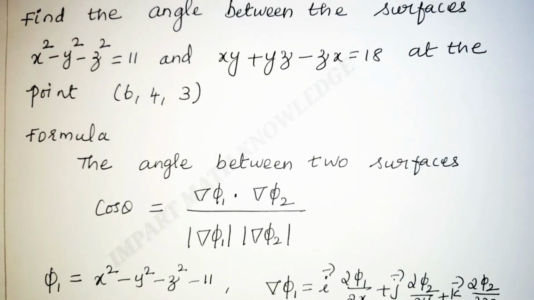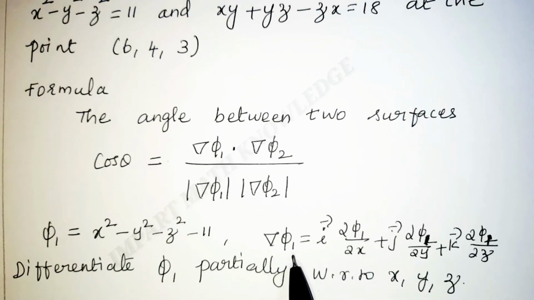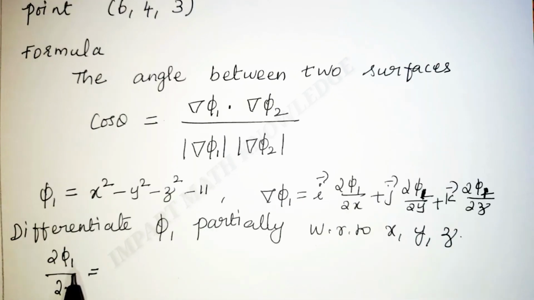The first surface we name as pi 1. Pi 1 is equal to x squared minus y squared minus z squared minus 11. We have to find del pi 1. Del pi 1 is equal to i vector dou pi 1 by dou x plus j vector dou pi 1 by dou y plus k vector dou pi 1 by dou z. We have to differentiate pi 1 partially with respect to x, y and z.